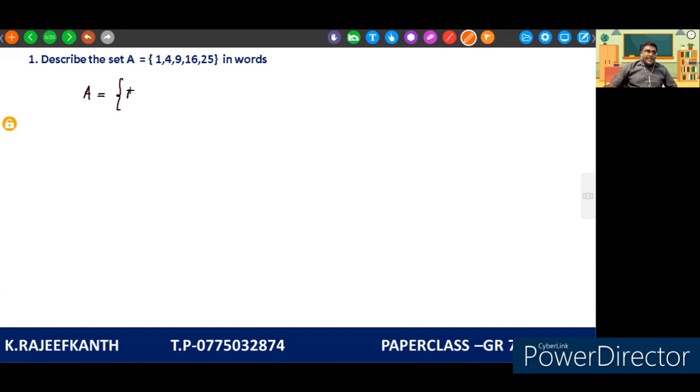So I am going to write first 5 square numbers. First 5 square numbers. Right? So here in the question, they have listed out the set A. Within the bracket, they have written down the elements 1, 4, 9, 16, 25. So we have to describe that set A. So I describe that set in words: first 5 square numbers, right?